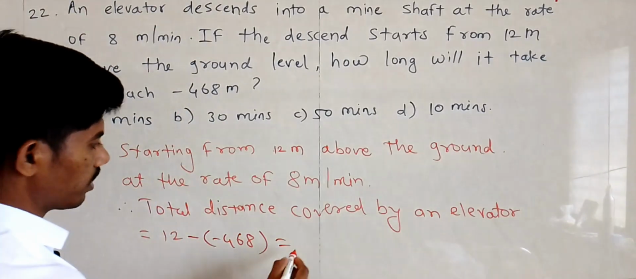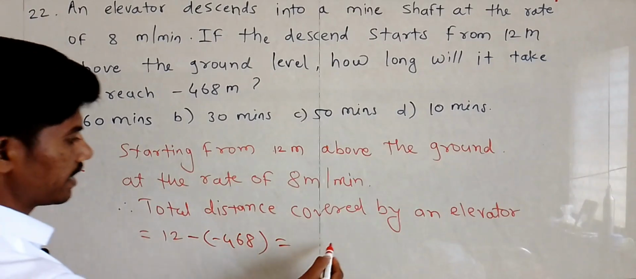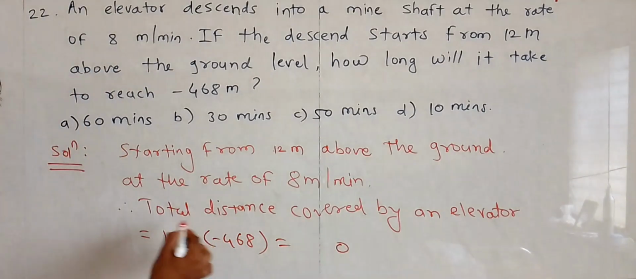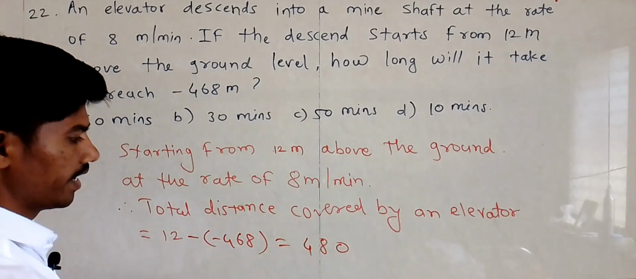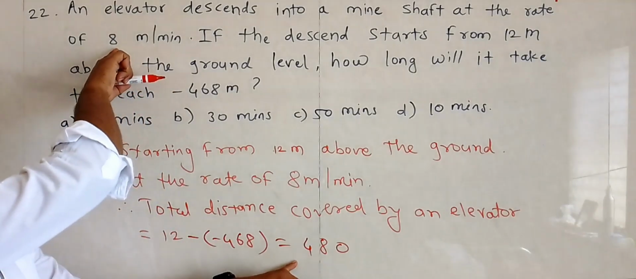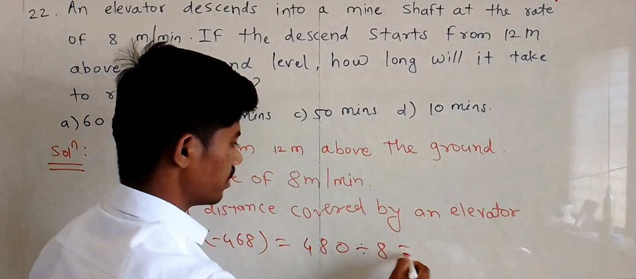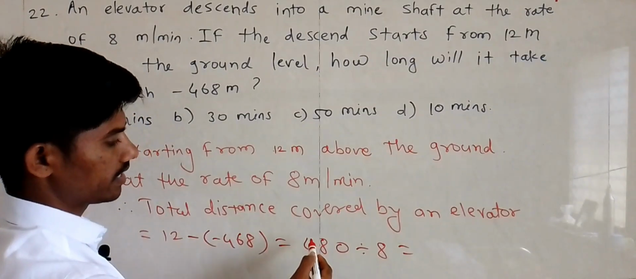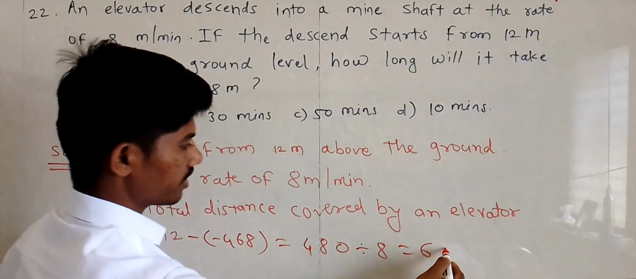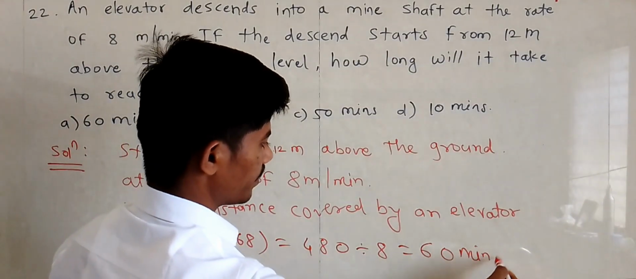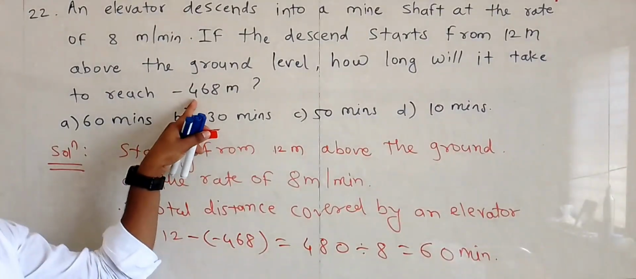So this is going to be a total of 480. Try to divide it by 8, at the rate of 8 meter. 480 divided by 8: 8 ones are 8, 8 sixes are 48, 0 as it is. So 60 minutes it will take to reach minus 468.